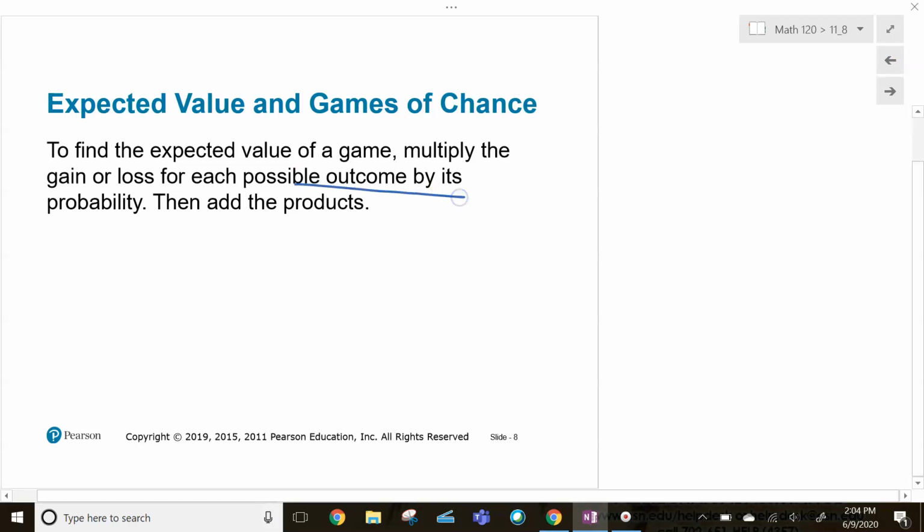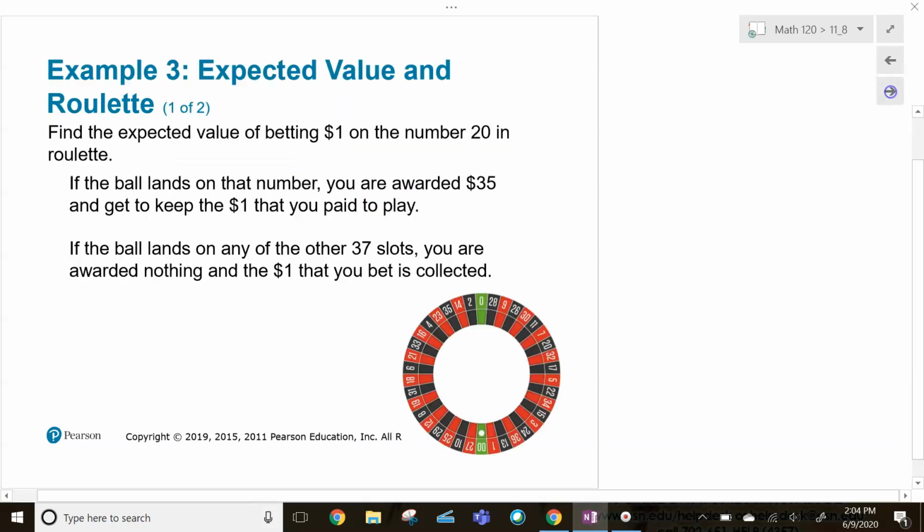We're going to take the outcome and multiply it by its probability. So the outcome of winning times its probability plus the outcome of losing times its probability. So let's say we've got roulette here, and we're going to bet $1 on the number 20. So we got to hit the number 20 on the roulette wheel. If the ball lands on the number, you get $35, and you get to keep the dollar. So it's kind of like you paid $36, but you still hand them the dollar. So the outright winning is $35. Okay. If the ball lands on any other slot besides that number 20, you just lose your dollar.